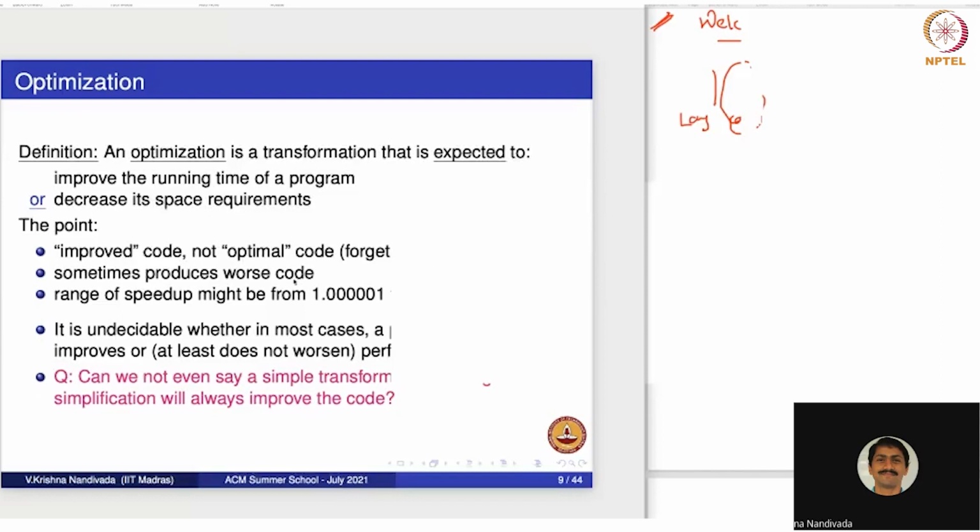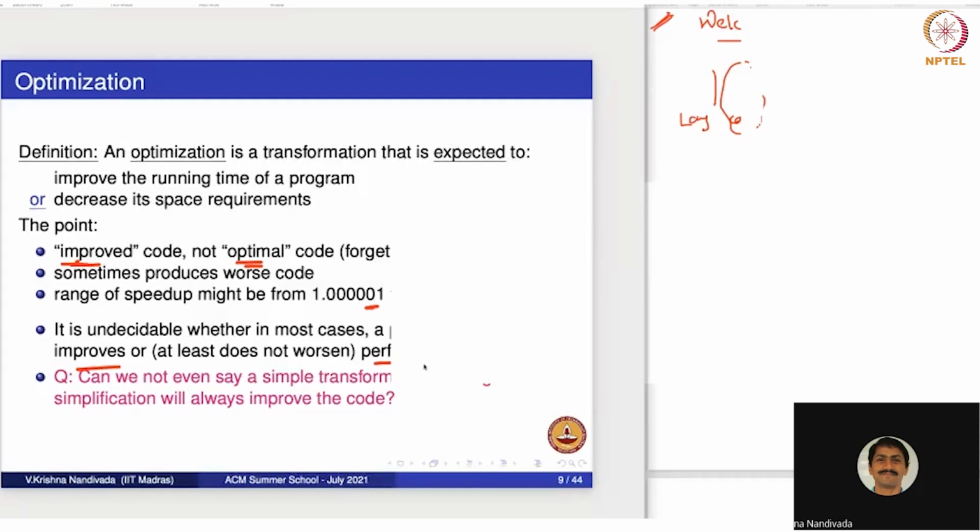Sometimes it can also produce bad code. Okay. But our hope is that most of the time it should do well. The speed up could be some very little to some big factors of improvement. In general, it is undecidable whether a particular optimization will improve performance, always, or even most cases. It's difficult. These optimizations are not straightforward.